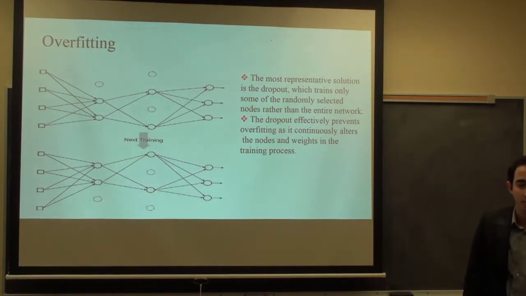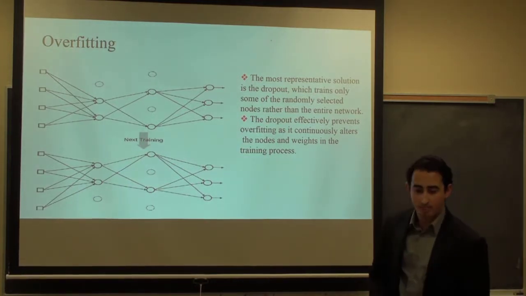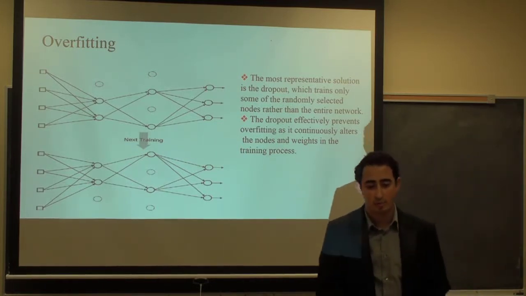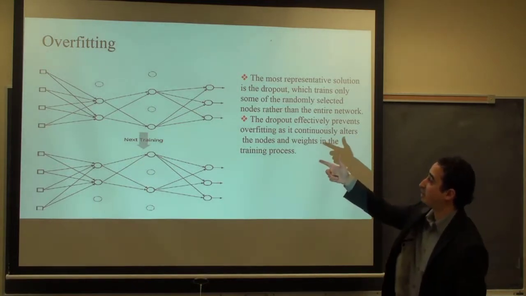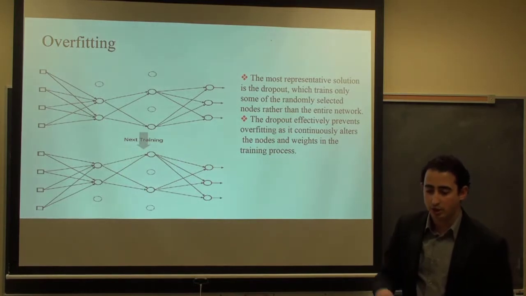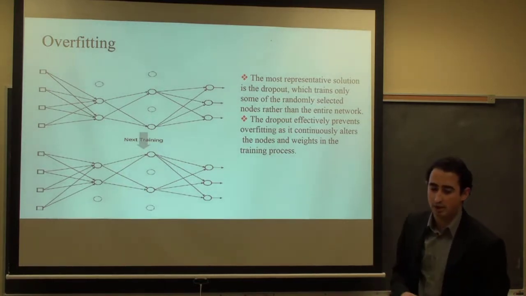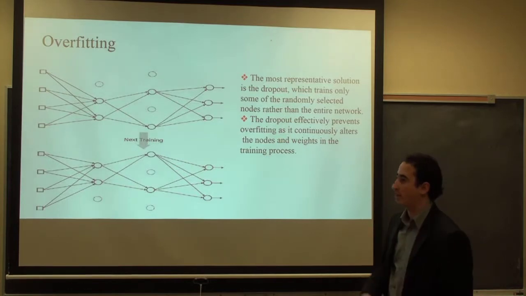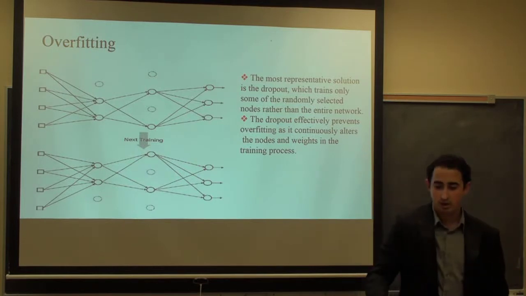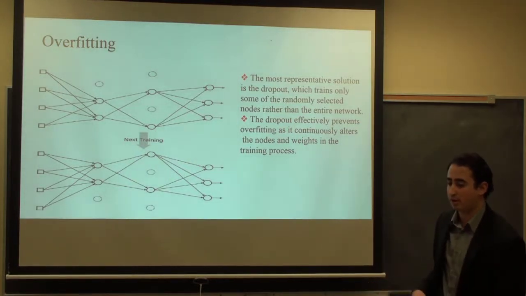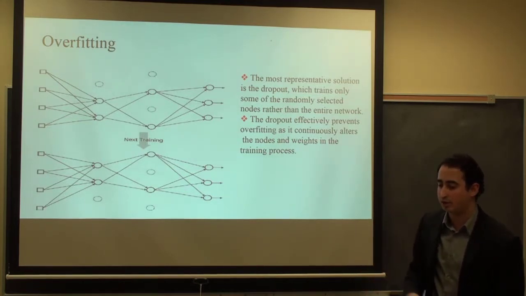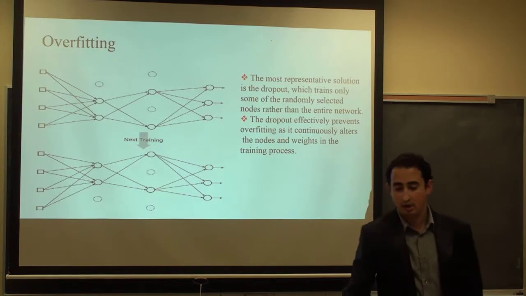So we have the problem of overfitting. Here, the representative solution is dropout, which we can see in the picture. With dropout, for the training they only train some randomly selected nodes rather than the whole neural network. Instead of taking the whole neural network, they take just some and train on them, so that way they save time. Dropout effectively prevents overfitting. It continuously alternates the nodes and weights in the training process.